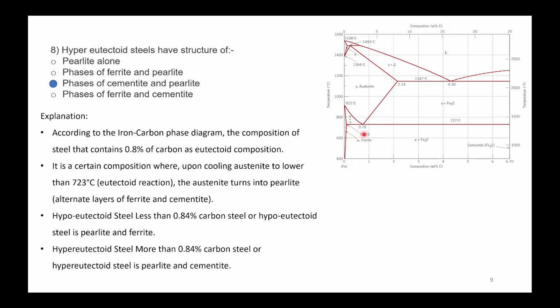pro-eutectoid ferrite or cementite. So in case of hypoeutectoid steel, which will have less than 0.84% carbon, this is given differently in different books. So it can be 0.84 or 0.76 weight percent depending on the source. This will be your hypoeutectoid steel, which will contain proeutectoid ferrite plus pearlite. And in case of hypereutectoid steel, it will have more than 0.84% carbon, and it will have pearlite plus proeutectoid cementite.